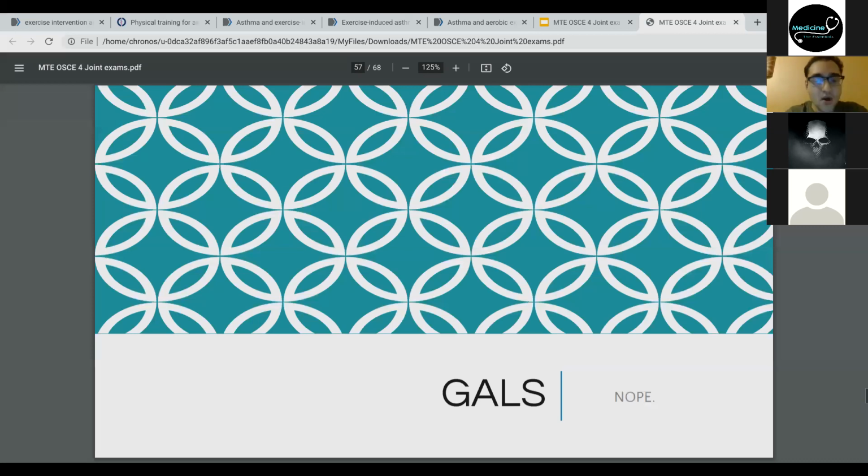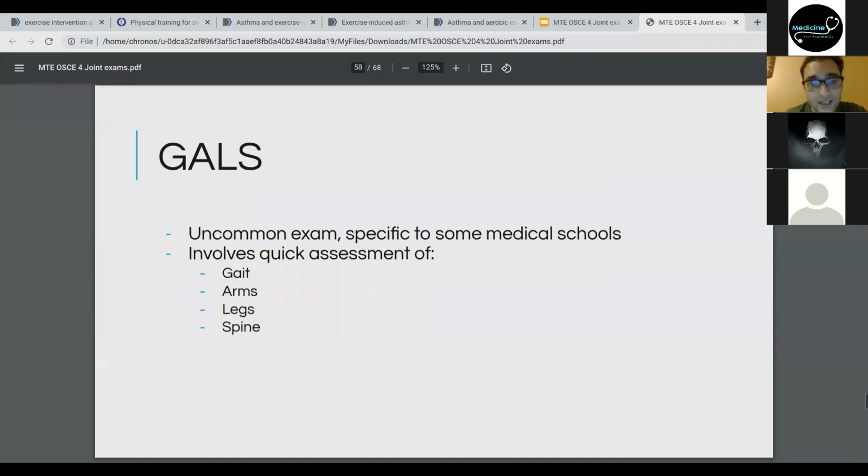So most of GALS is the inspection. I'd say at least half of the marks is for the inspection, half of the signs you'll list is just looking at the patient. GALS stands for gait, arms, legs, and spine. While this is a useful acronym to use, I would not examine the patient in this order, because you'll have the patient standing up, sitting down, lying down. It comes off messy. I personally do it gait, spine, arms, legs, but you can work out what's going to be best for you.